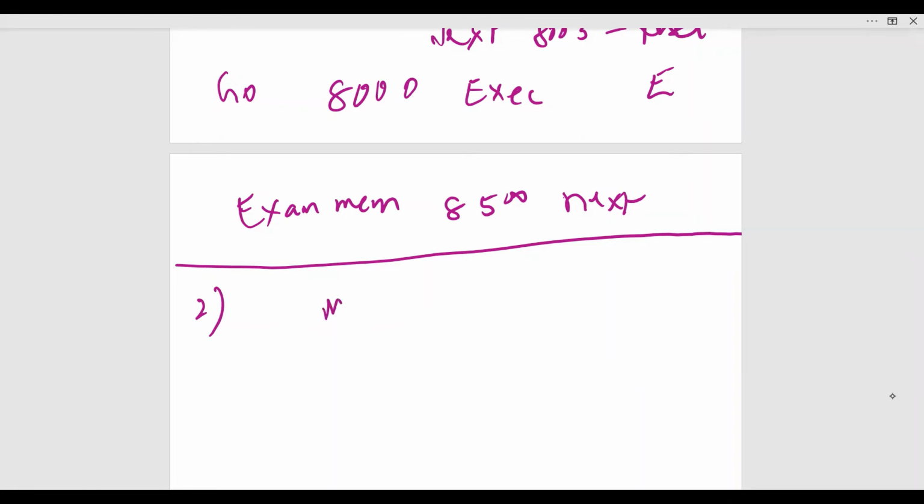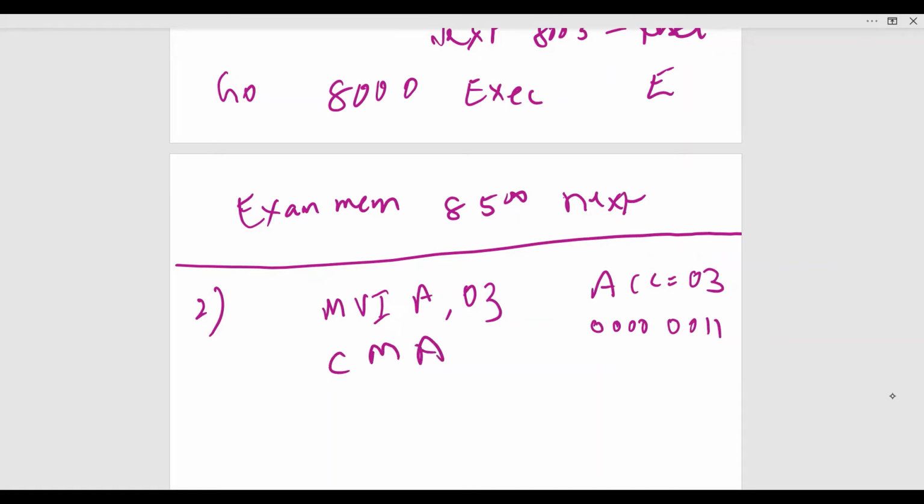So again, we can use this instruction MVI A,03. Now in the accumulator, we are storing the data 03. So 03 is hexadecimal. You can write it in the binary format as 0 can be written as 0000 and 3 can be written as 0011. Now I'm using the instruction called CMA. CMA is an instruction which complements the contents of accumulator and stores the result in accumulator itself.